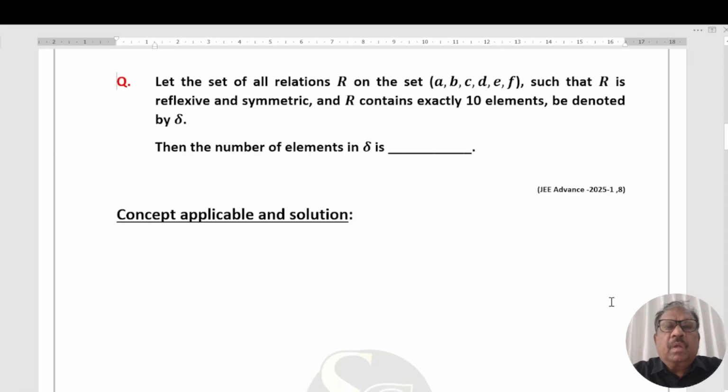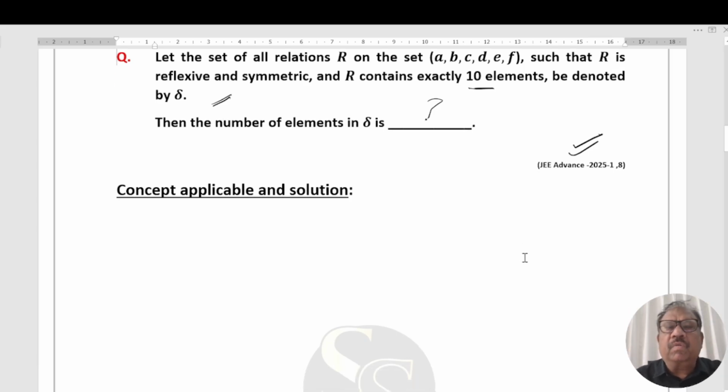Question is, let the set of all relations R on the set {a, b, c, d, e, f} such that R is reflexive and symmetric and R contains exactly 10 elements be denoted by delta. Then the number of elements in delta is, you have to fill in the blank. Question is taken from JEE Advanced 2025. Its answer can be given orally, but I will explain the detailed concepts so that you can understand very well.